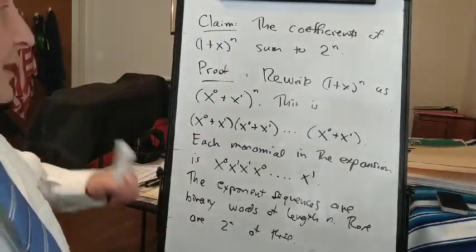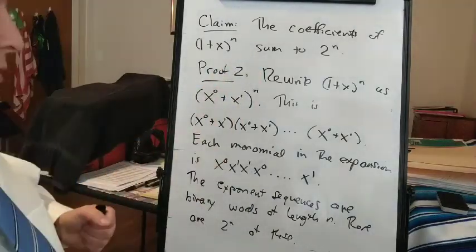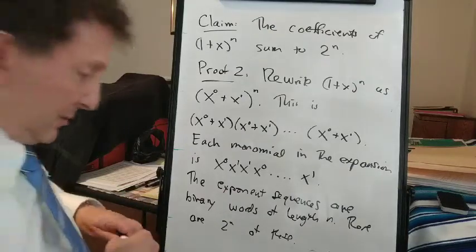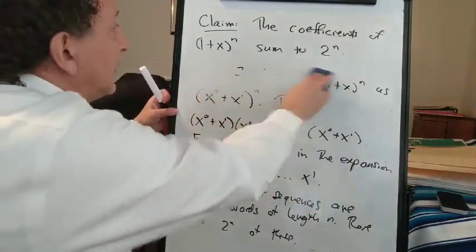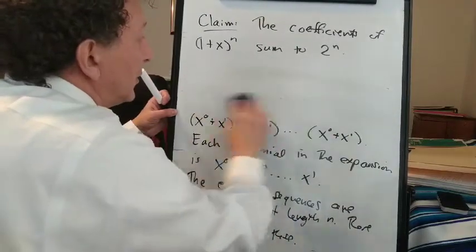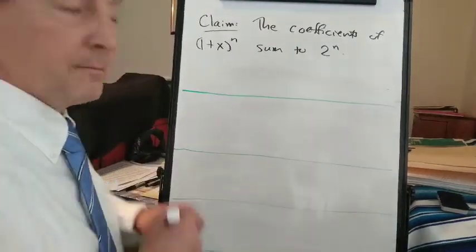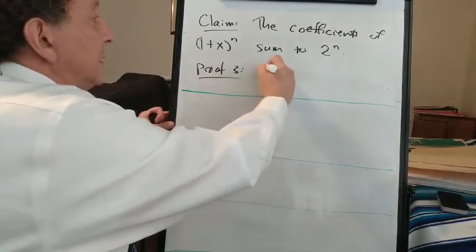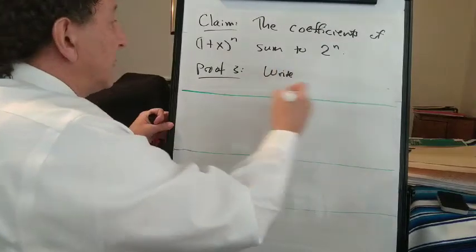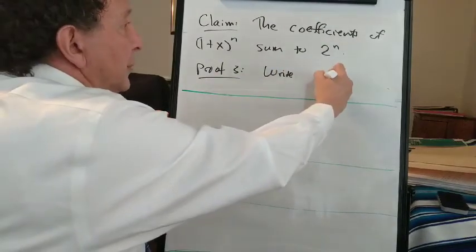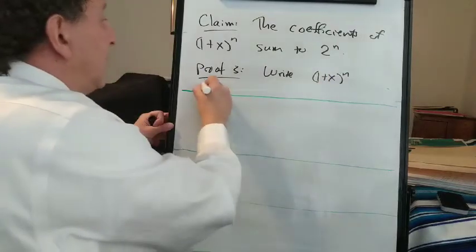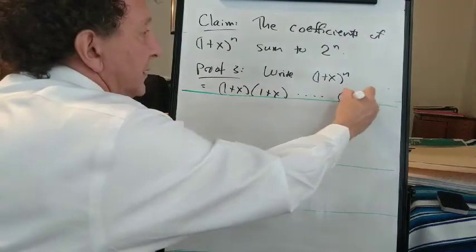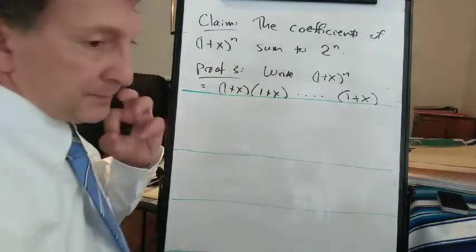All right, now let's look at it. Oh, sorry, this is proof 2. I want to do a third proof as well. Let's look at this a third way. All right, proof 3. Let's write (1 + x)^n as (1 + x) times (1 + x), etc., times (1 + x) n times.